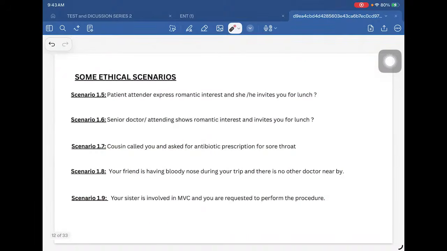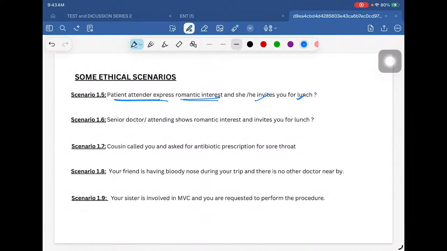All right, so let's talk about some ethical scenarios. All of this can be tested. They don't have any specific core principle. We'll just understand as we are learning from the scenarios. There is a patient attender who expresses romantic interest in you and they invite you for lunch. What will you do? Do you tell them, I'll not treat this patient anymore, I'll refer another doctor, then we'll go for lunch? Or do you deny it? Or what will you do?